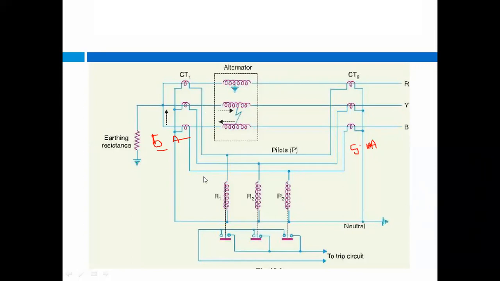In this diagram, your earth fault is also covered and phase fault is also covered. Earth and phase fault both are covered. Now what is the difference between this? We are using the same scheme, that is the differential protection, right? We are using this for the transformer protection also and for alternator protection also.